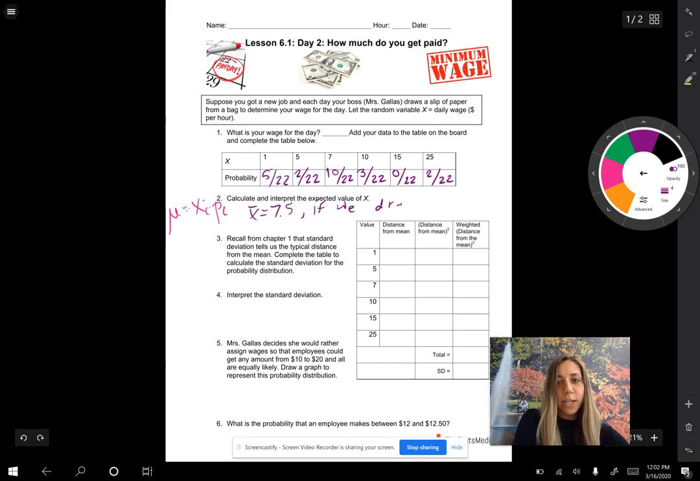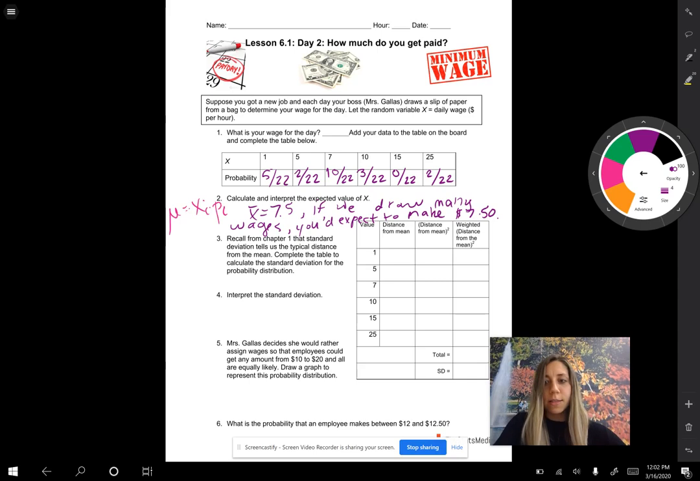And it asks you to interpret that, which would be: if we draw many wages, you'd expect to make $7.50. Pretty low wage rate. I don't know who's paying these people.